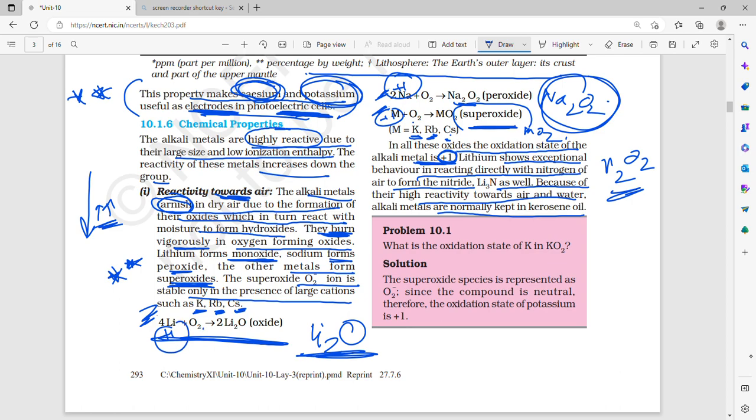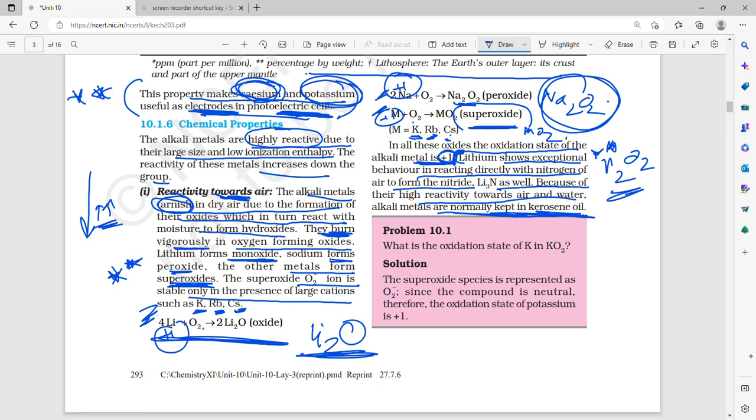Lithium shows exceptional behavior in reacting directly with nitrogen present in air to form nitride, Li3N as well. This is also very important. Because of their high reactivity towards air and water, alkali metals are normally kept in kerosene.